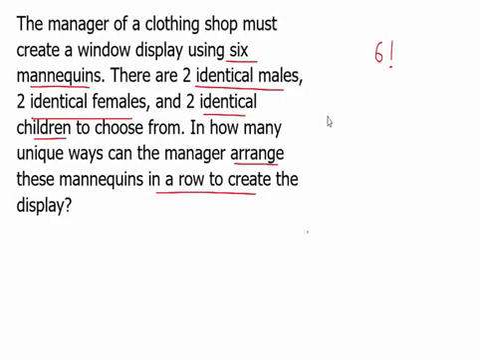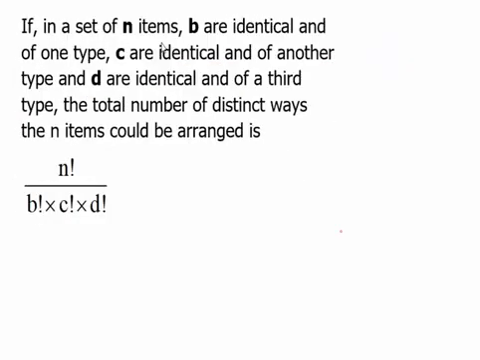What's that rule about? In a set of n items, if B are identical and of one type, C are identical and of another type, and D are identical and of a third type, so there are 3 different types, the total number of distinct ways the n items could be arranged is given as factorial n over factorial B times factorial C times factorial D. And this is exactly what we are going to use in our formula.